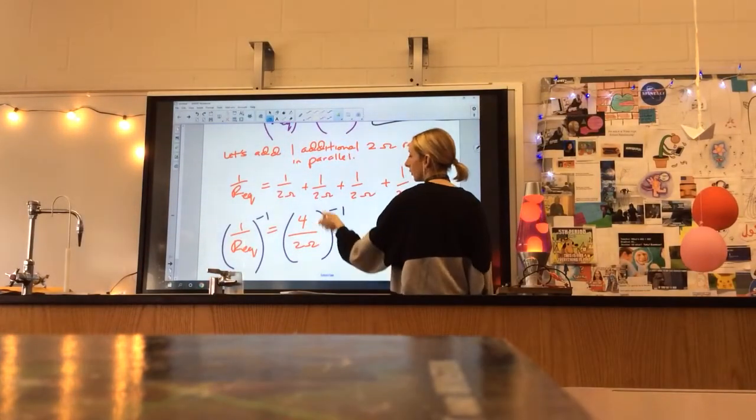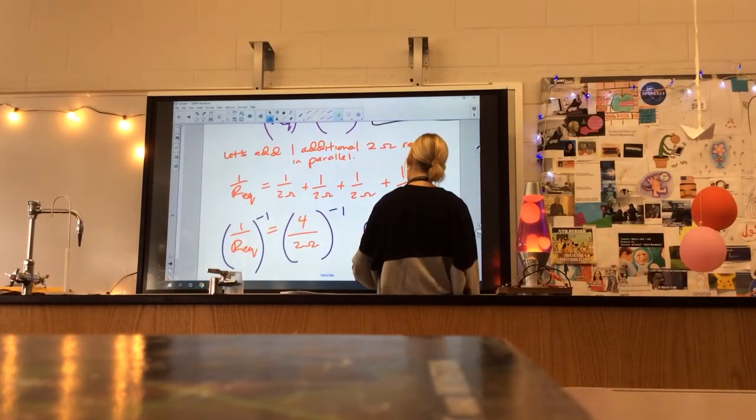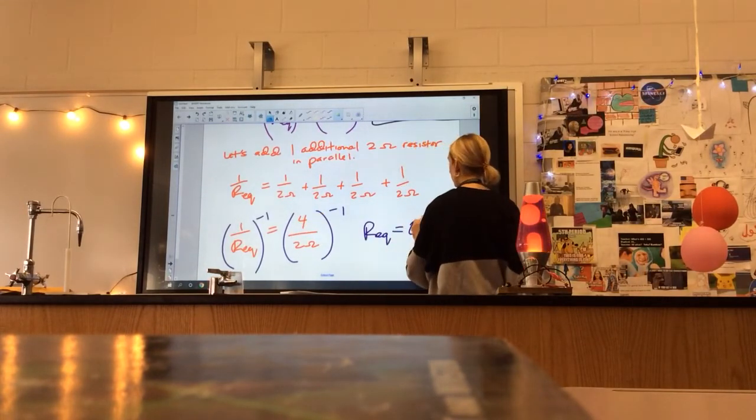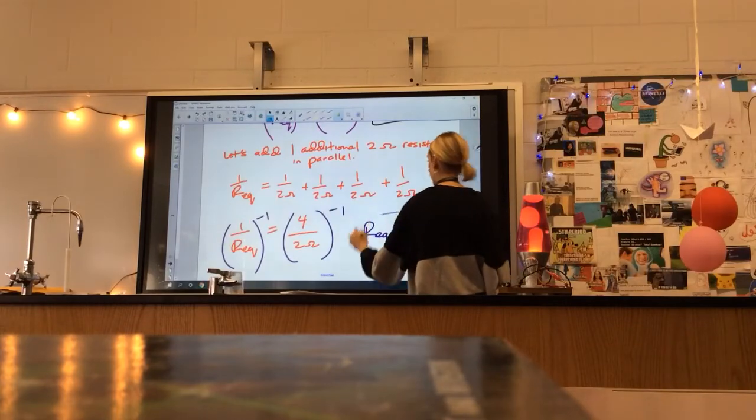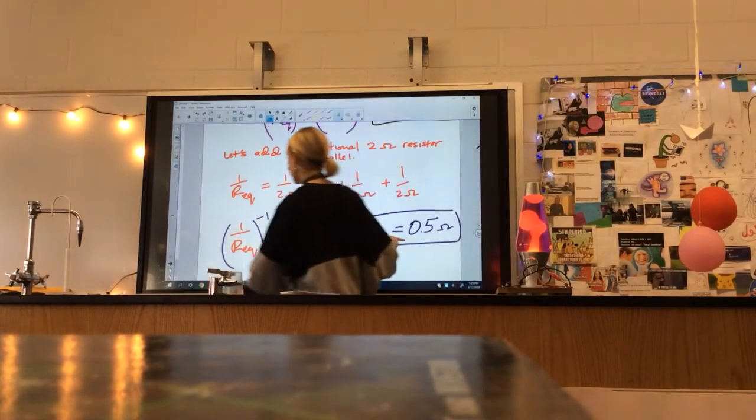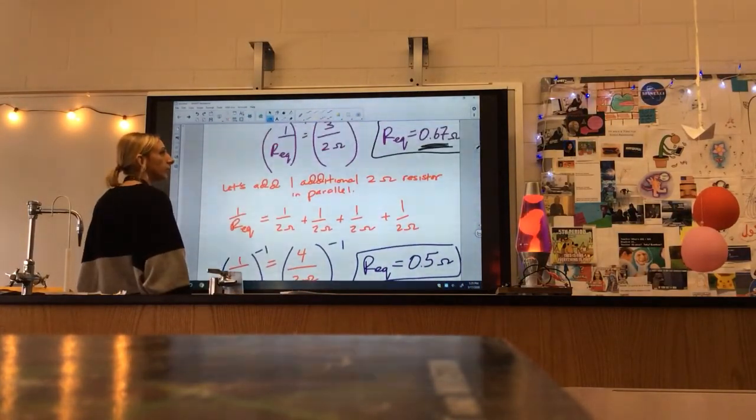So obviously this is really just 2 over 4. So REQ now is 0.5 ohms. Did it get smaller like we expected it to? Yes, it did.